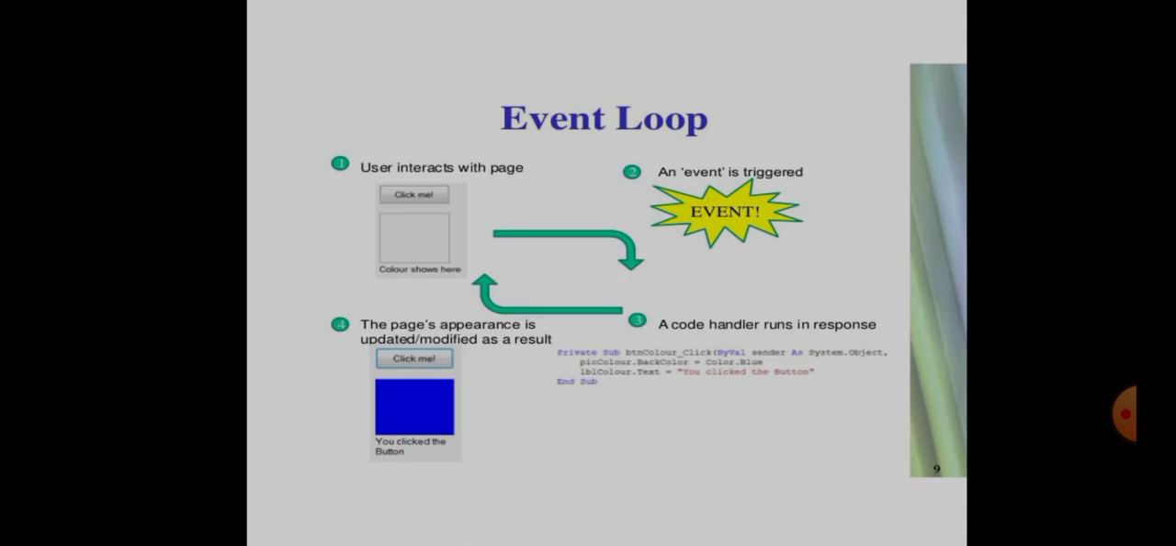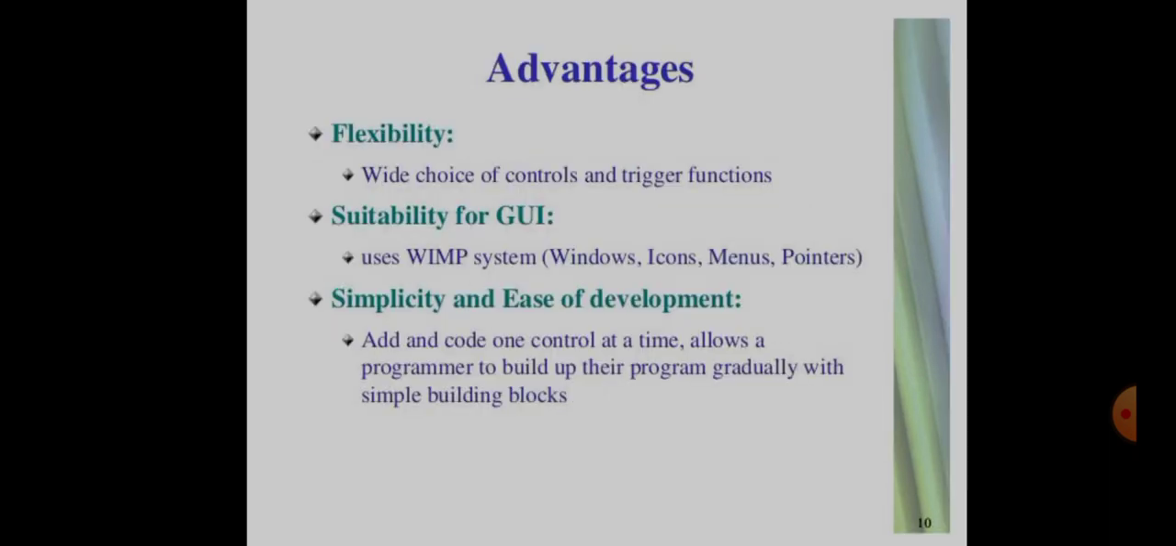First, the user interacts with the page. Second, an event is triggered by the user via the mouse or keyboard, that is, pressing a button on a mouse or a keyboard. And then the event handler works by running the code to respond to the user's request. And the last one is the updated or modified result will be displayed.